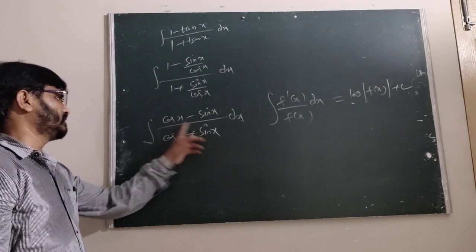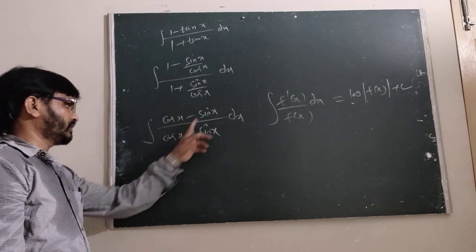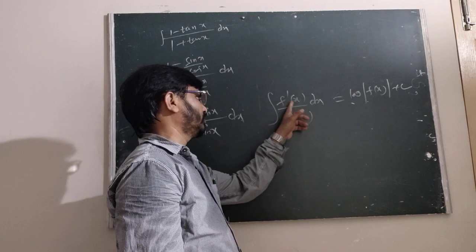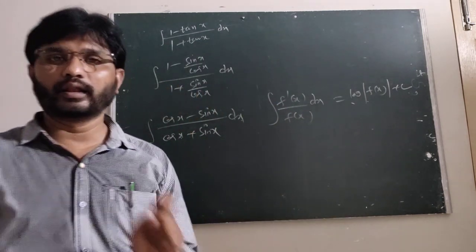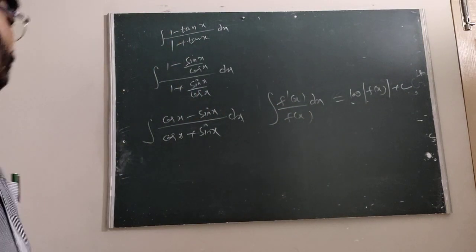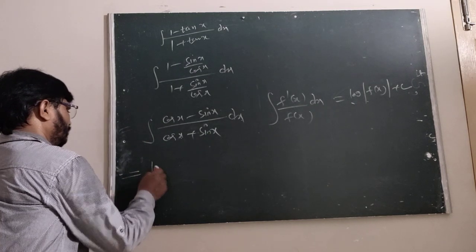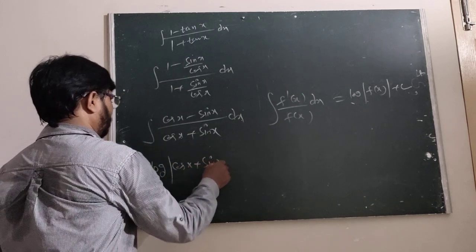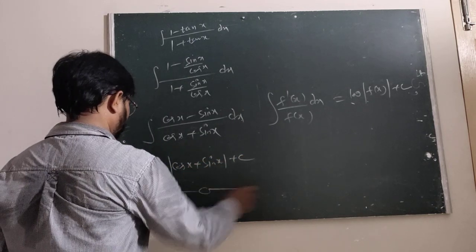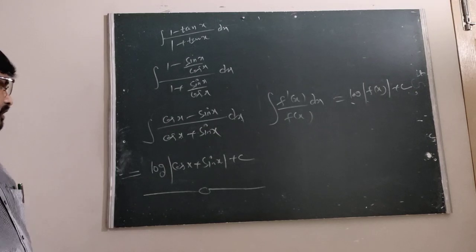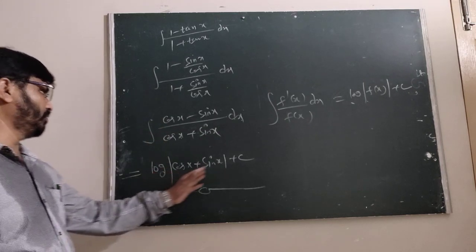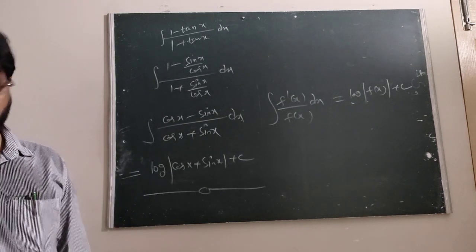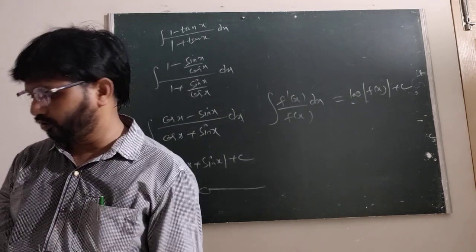Therefore, the derivative of sin is cos, and the derivative of cos x is minus sin x. Comparing with the integral of f dash of x by f of x dx, which is log mod of f of x plus c, we can write f of x as cos x plus sin x. So the integral is log mod of cos x plus sin x plus c. Is it okay? Now we are going to the next one.